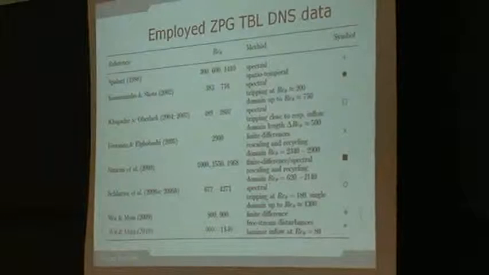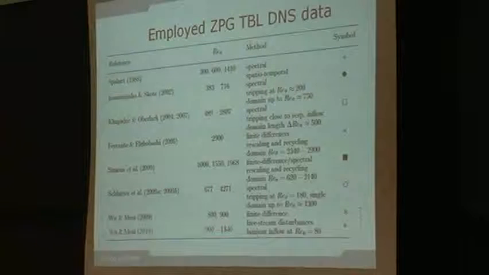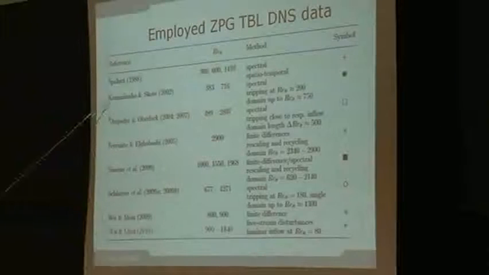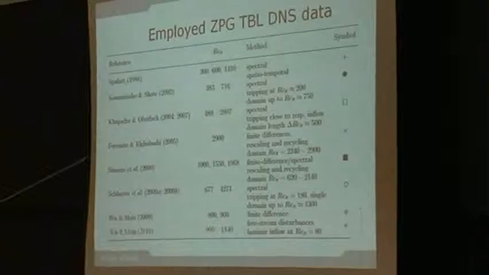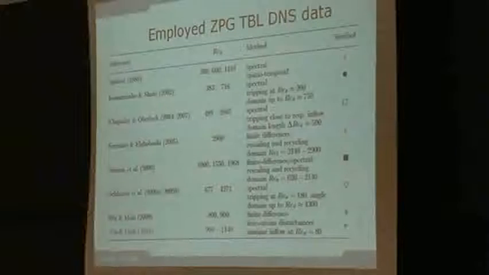Now, let's get a bit more specific. The DNS databases that we have been using to put together all these data points are listed here. So we start with the work by Spalart 22 years ago. It includes the work by Schlatter at KTH. We have a series of simulations by Khujadze, Hudson and Oberlack. We have the simulation by Ferrante and Elghobashi. Also the recent simulation by Jimenez and co-workers. We have, of course, also included our own simulations.